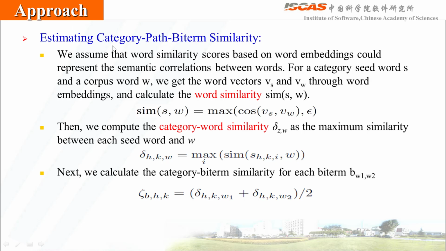In the first step, we assume that word similarity scores based on word embeddings can represent the semantic correlations between words. For a category seed word and a corpus word, we get the word vectors through the word embeddings and then calculate the word similarity of these two words. Then we compute the category word similarity as the maximal similarity between each seed word and the document word. Next, we calculate the category biterm similarity for each biterm: theta B equals the mean of the similarities for W1 and W2.